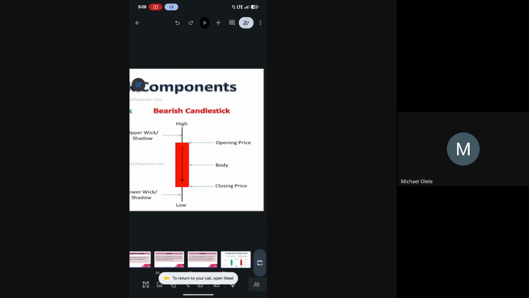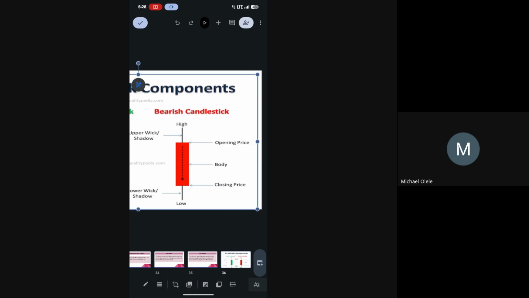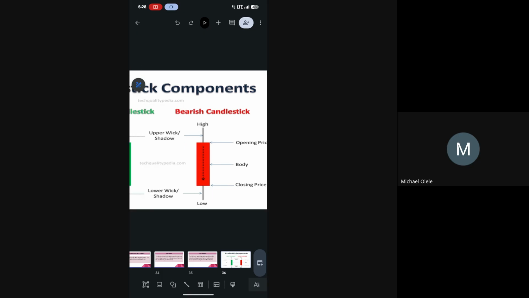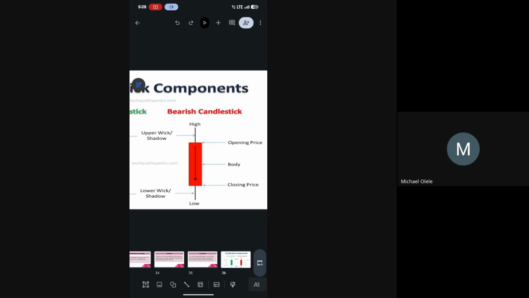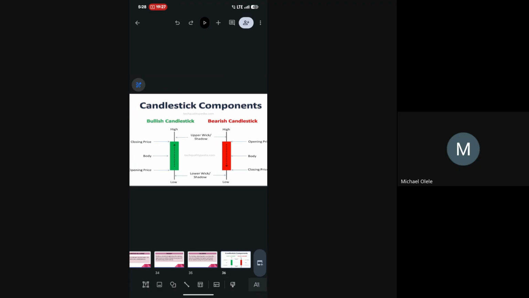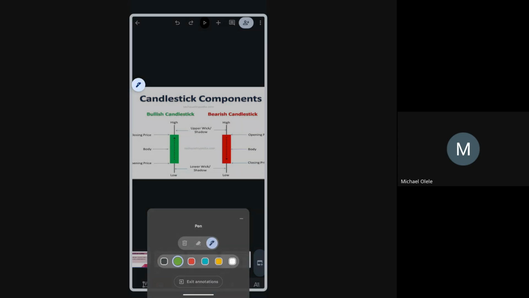Okay, right here on the side we have the bearish candle, and the bullish candle is not so different from the bearish candle. It's just that a little thing, like one or two things, are different. That's just what makes up the difference. And what are the things? What are the differences between a bullish and a bearish candle? Number one thing that you can spot is the color.